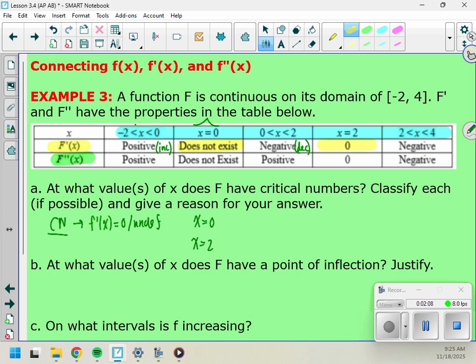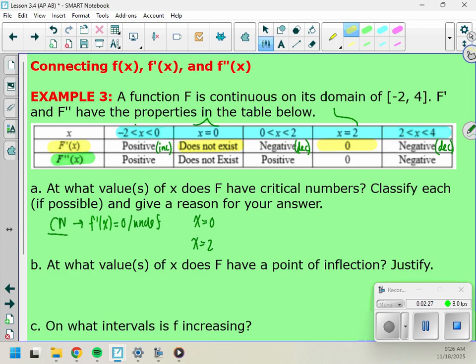And then at 0, it's decreasing, but then it continues decreasing on the other side of 2. I'm sorry, at 2, where the derivative is 0, the function is decreasing, and then it continues to decrease. So it's probably going to look something like this. At x equals 2 would be the shape of that graph.